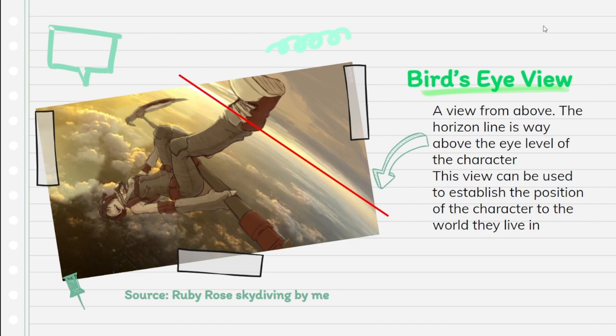In the bird's eye view, the background would mostly be the ground. Thus, it can establish the position of your characters to the world they live in. It can also be used to make the character look small or insignificant relative to its surroundings.